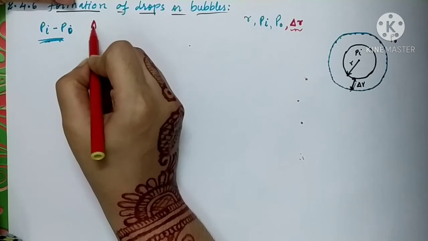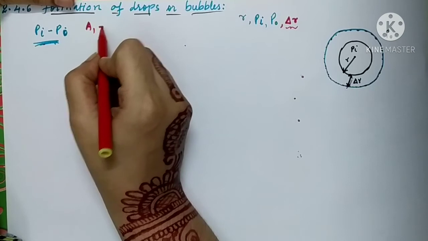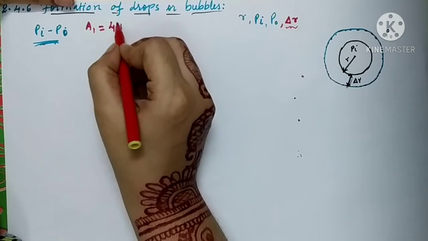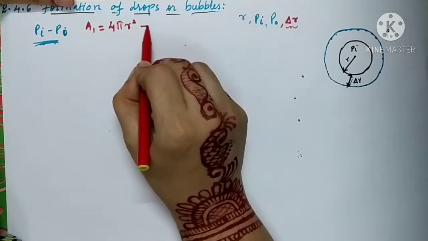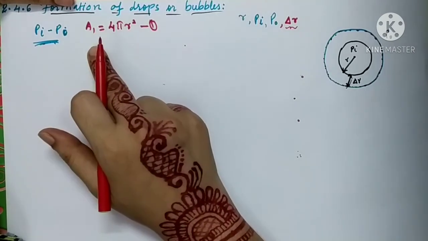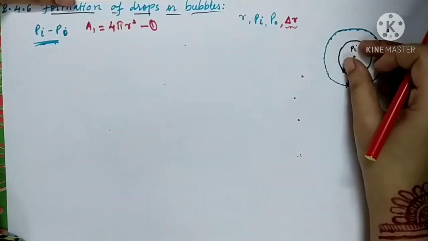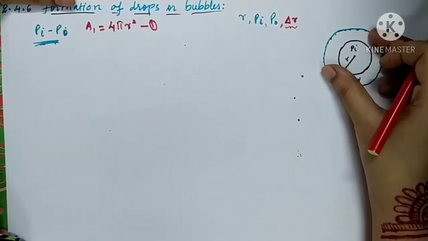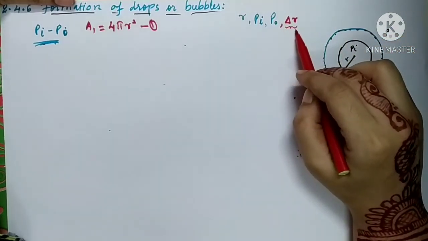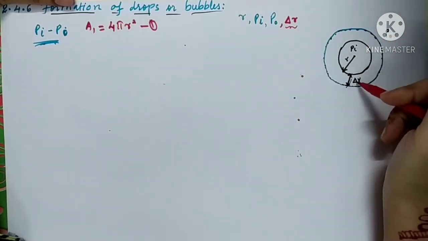Let A1 be the initial surface area of the liquid drop. What is the formula of surface area? We all know that it is 4 pi r square. Give this one as equation number 1. This is the initial surface area. Now we have to increase the surface area of the liquid drop so that its radius changes by delta r only, and we will get a new drop of radius r plus delta r.